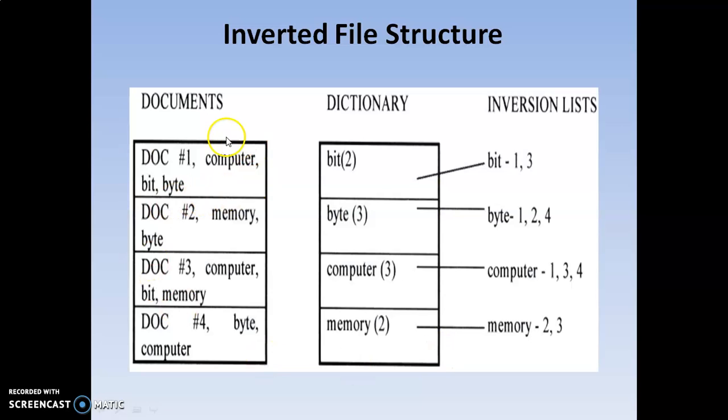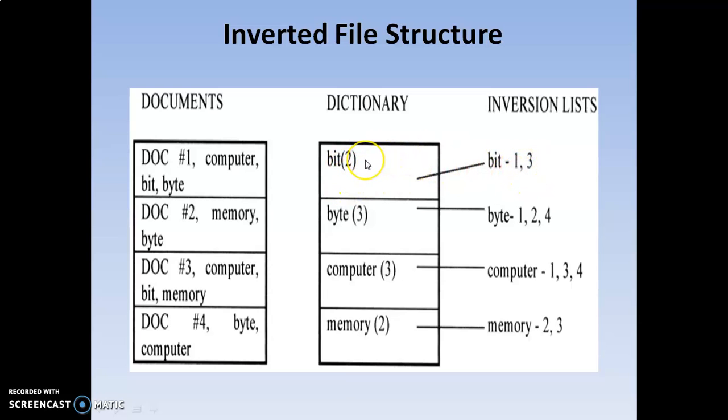Here also we have document files, dictionary, and inversion lists. Document 1 contains 3 words, document 2 contains 2 words, document 3 contains 3, document 4 contains 2 words. In the dictionary, the list of words is given, and in the braces, the number of times that particular word appeared is given. Bit is appearing in two different documents. In document 1 it is appearing, in document 3 it is appearing, and that is shown in the inversion lists, and the count is 2.